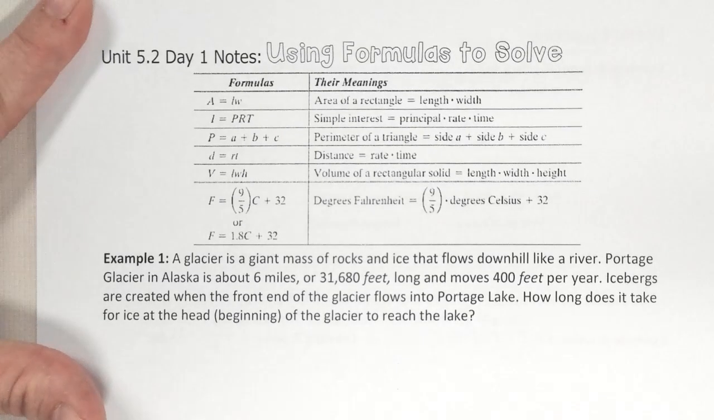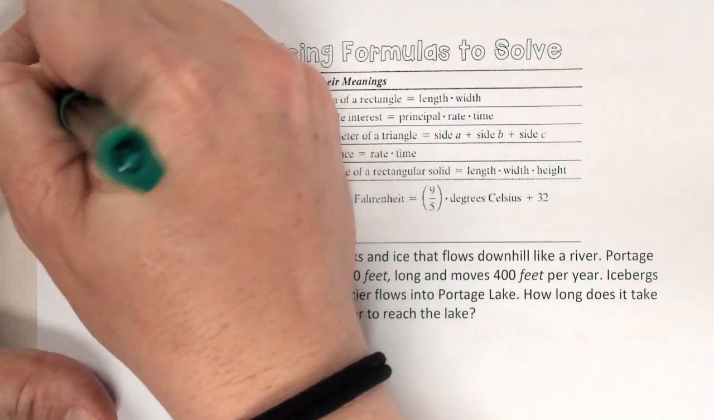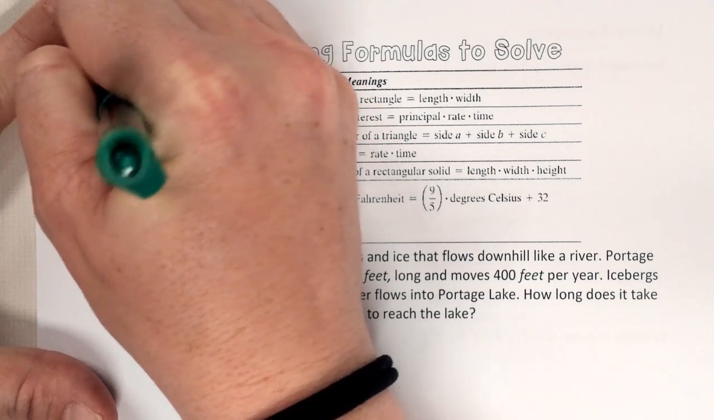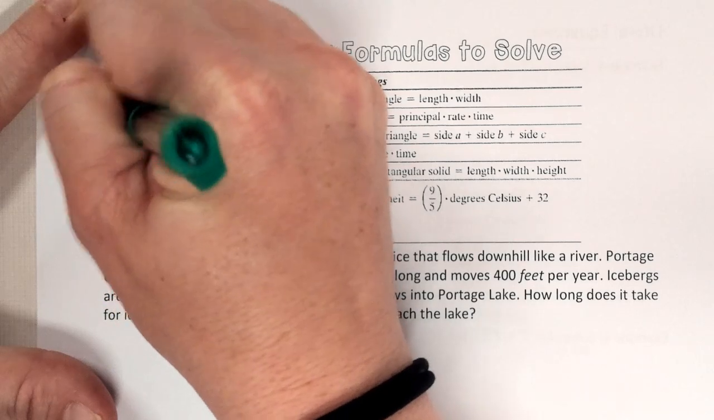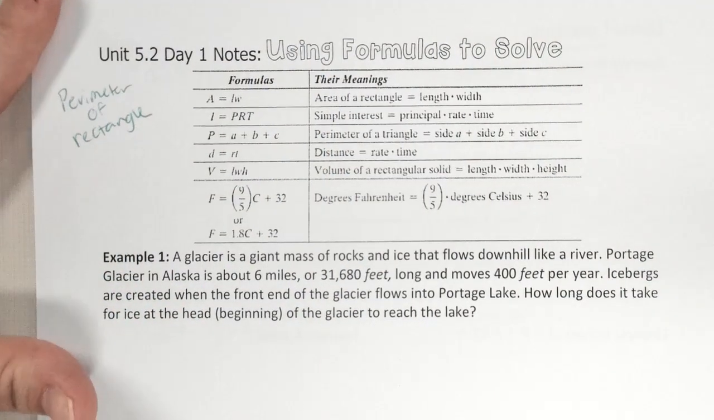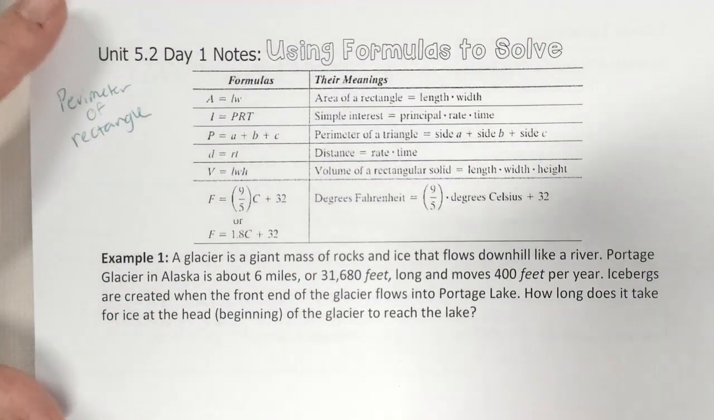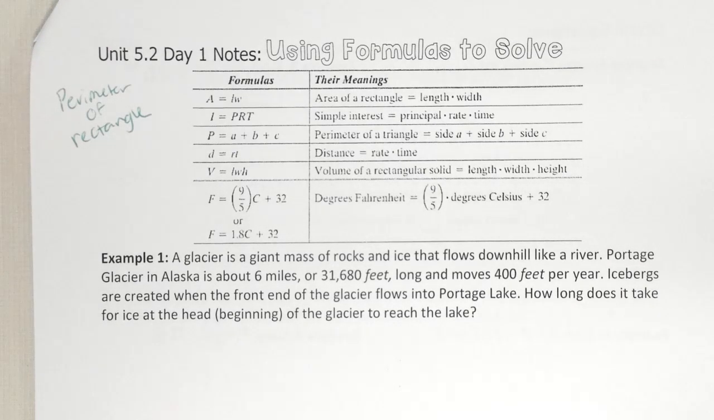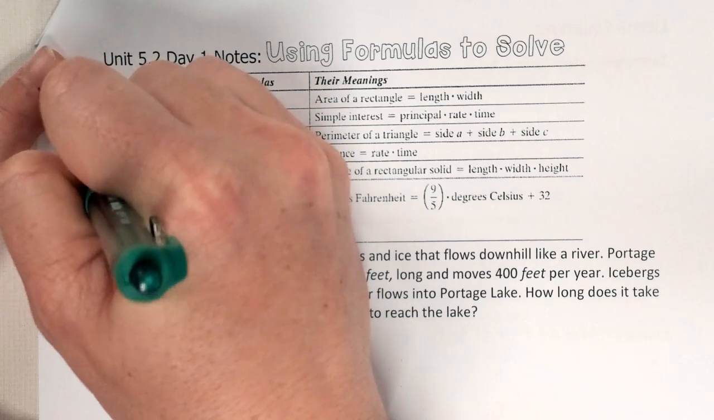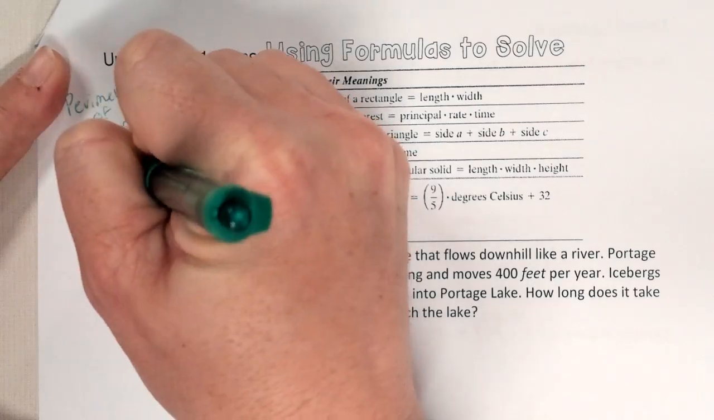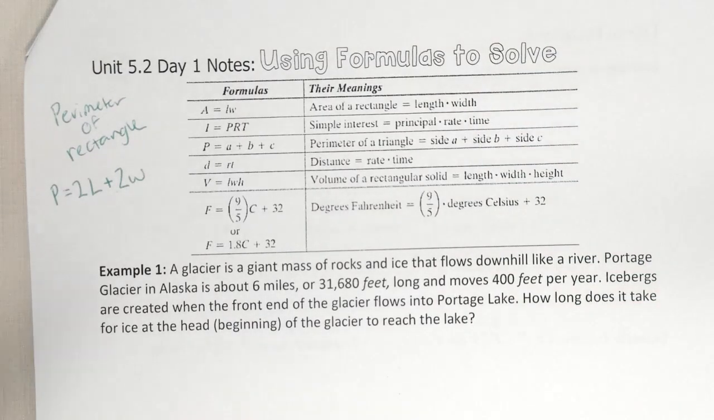Okay, so the formula that we're going to write in is the perimeter of a rectangle. So how do you find perimeter of anything? Add all the sides. Now, a rectangle has 2 lengths and 2 widths, right? So we can say perimeter equals 2L plus 2W because the lengths are the same and the widths are the same.